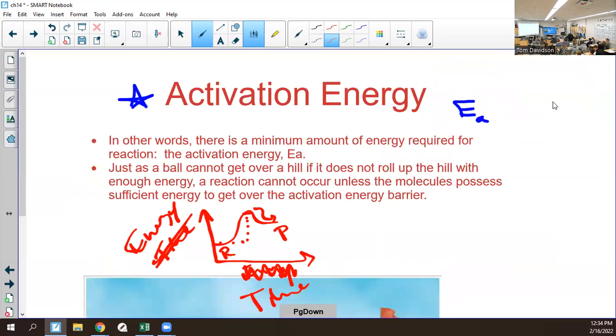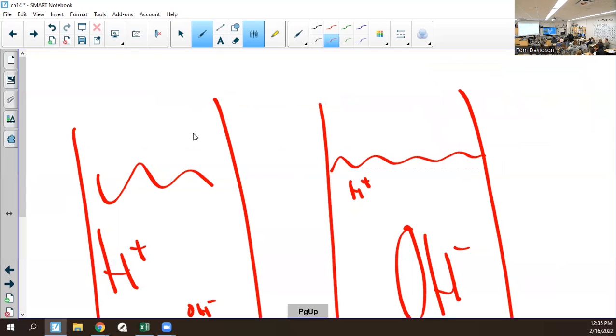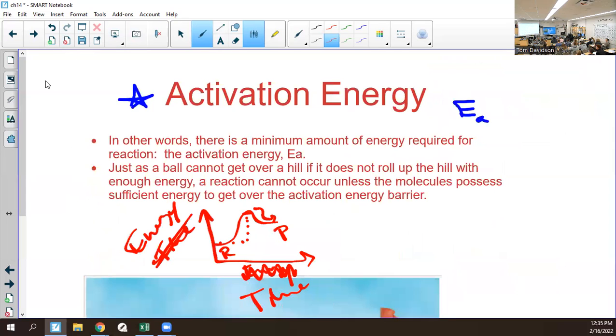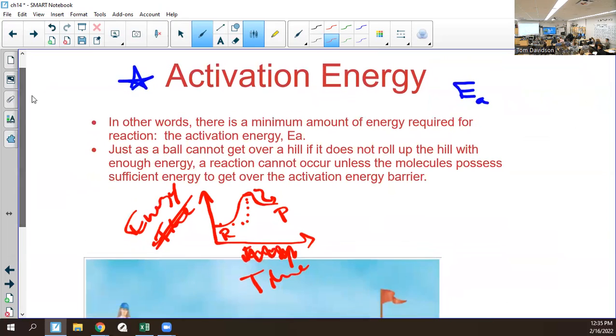Next. Activation energy. These are all just money things. Let me go back and delete this slide because it has nothing to do with this class. That was from a different one. Activation energy.